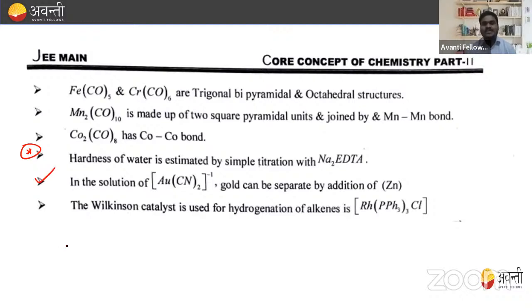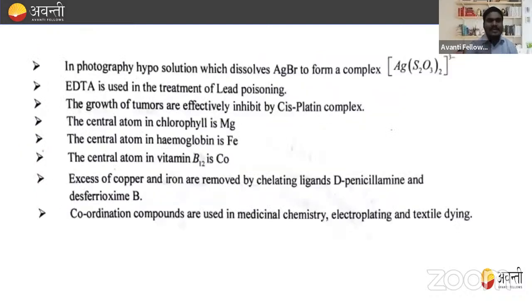The Wilkinson catalyst is used for the hydrogenation of alkenes, it is this, RhCl(PPh3)3, right? Now, in photography, in hypo solution, we dissolve AgBr to form a complex called [Ag(S2O3)2]3-. And EDTA is also used in treatment of lead poisoning. If someone suffers from lead poisoning, then EDTA is used as a treatment.